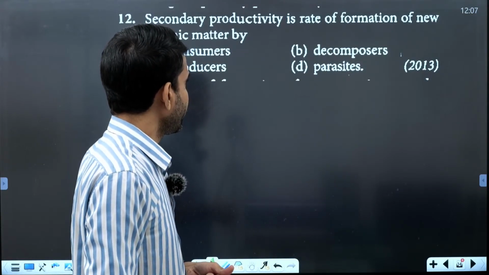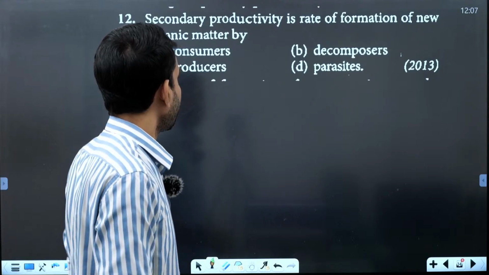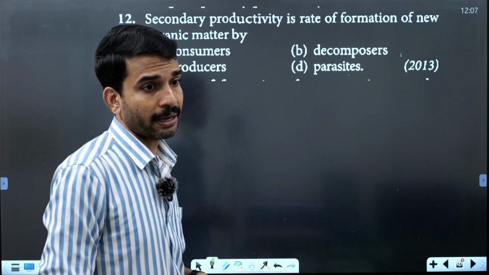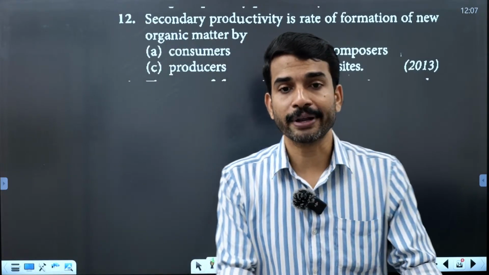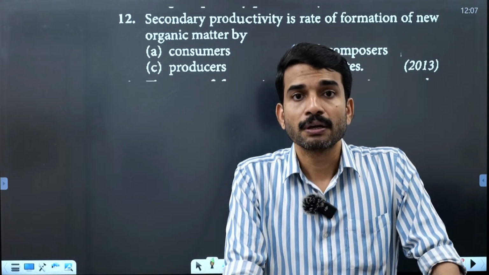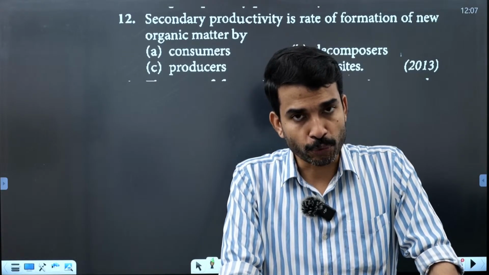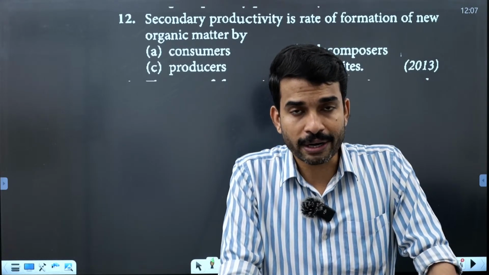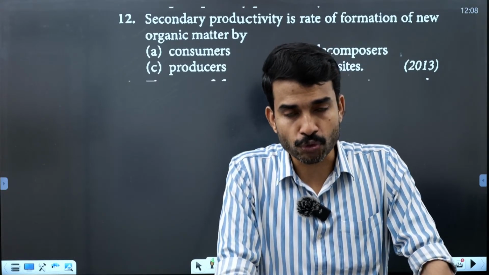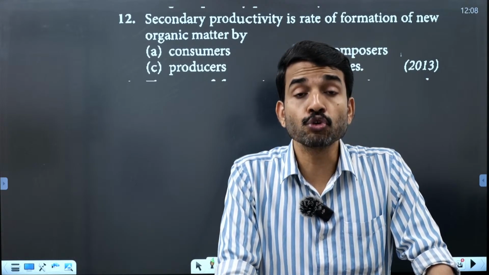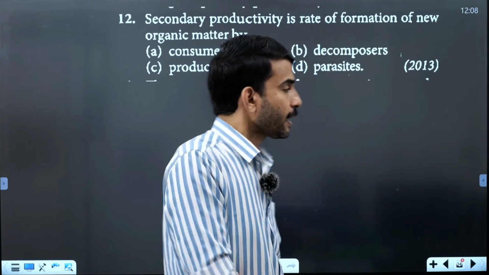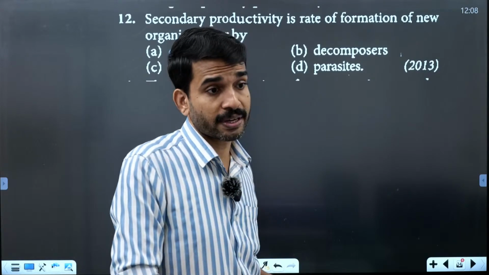Next one. Secondary productivity is the rate of formation of new organic matter by... What do you mean by secondary production or secondary productivity? You heard about primary production, primary productivity, that is nothing but photosynthesis. Out of that, R fraction got utilized by plants. The remaining amount we called NPP. Only that NPP fraction will be given to consumers, various types of consumers. By using that NPP, our consumers prepare some fresh amount of energy or organic matter. What will we call it? Yeah, correct. That is what we called secondary production or secondary productivity, right?